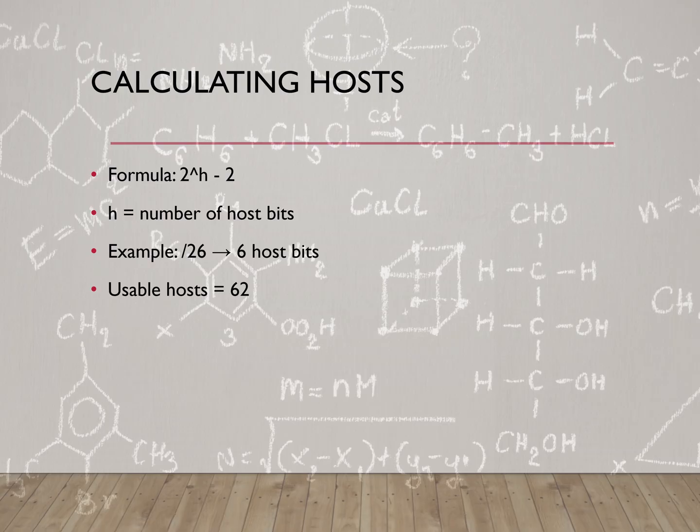To calculate the number of usable hosts in a subnet, we use the formula 2 raised to the power of h minus 2, where h is the number of host bits. In a /26 subnet, 6 host bits are remaining, so 2 to the 6th power equals 64 addresses, and after subtracting the network and broadcast addresses, we get 62 usable hosts.